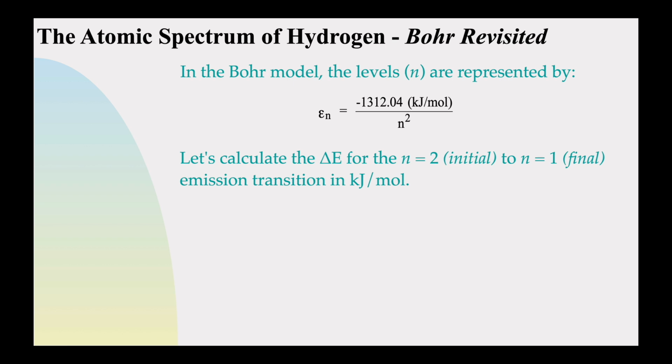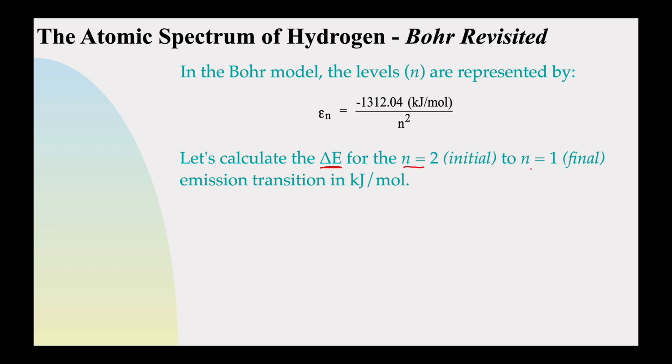So let's use this equation to calculate the change in energy, delta E, for an electron going from n equals 2 to n equals 1. This is an emission line because it's going from higher n to lower n. It should give a negative number, exothermic, and we're going to calculate it here in kilojoules per mole. This isn't actually as weird as it sounds. Well, maybe it's weird, but it's easy. Let's put it that way.